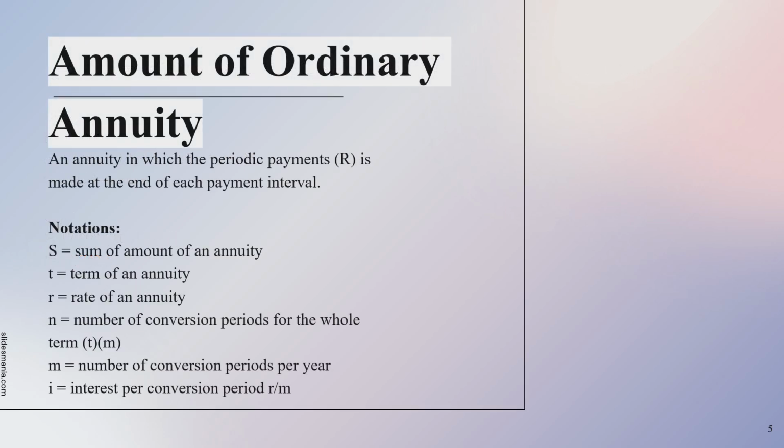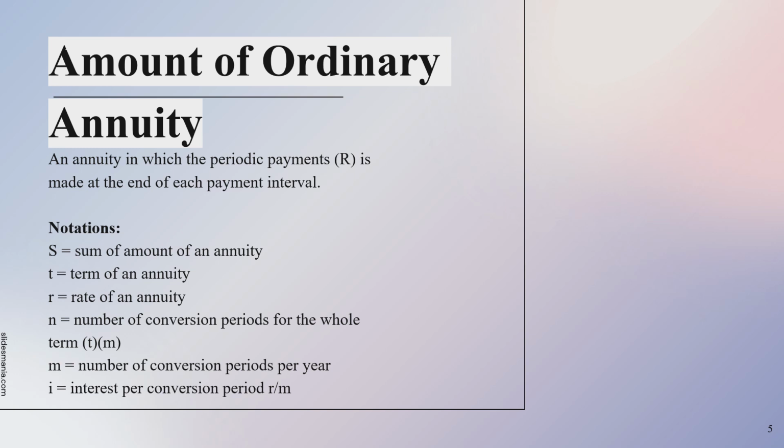Next is the amount of ordinary annuity. What is an ordinary annuity? This is an annuity in which the periodic payments or R is made at the end of each payment interval. So take note of the notations because you will be seeing this in the next slide. So this will be particularly included in solving the next problems.